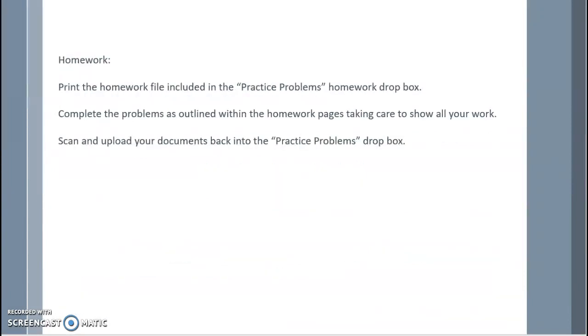The other part of your homework is to print the homework file included in the practice problems homework Dropbox. Complete the problems as outlined within the homework pages, taking care to show all your work. Scan and upload your documents back into the practice problems Dropbox.